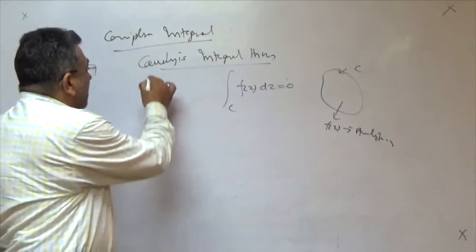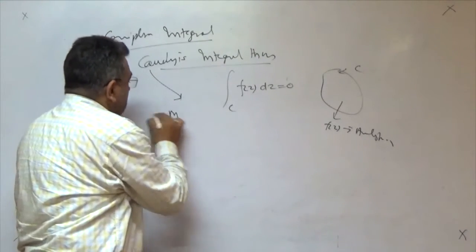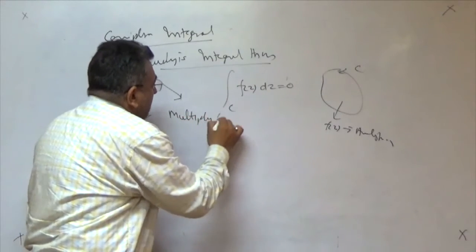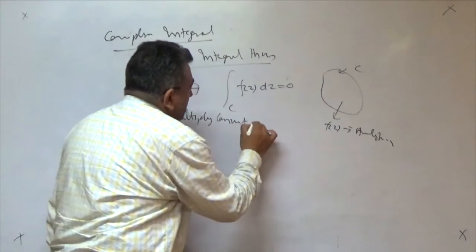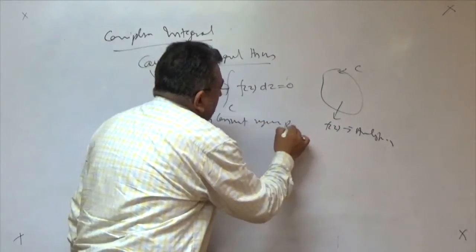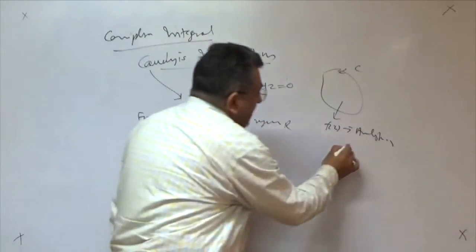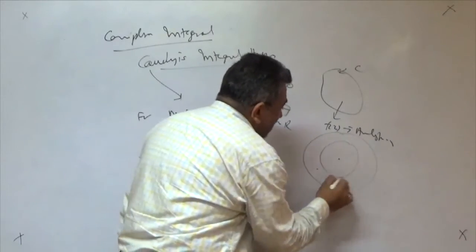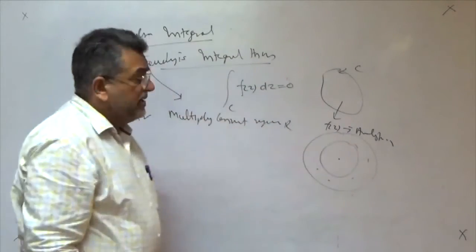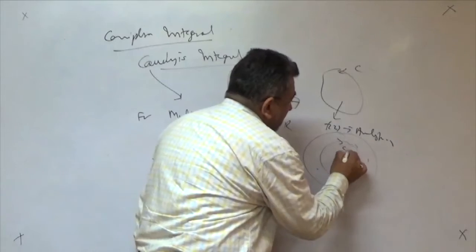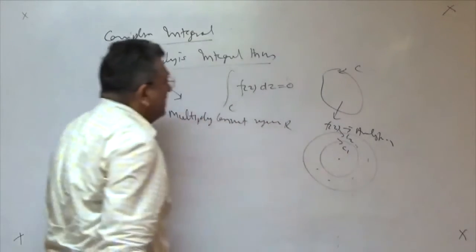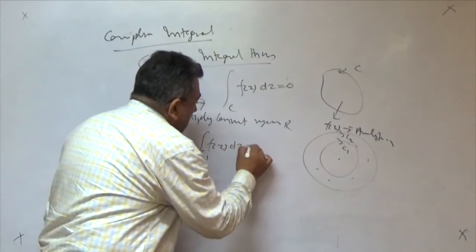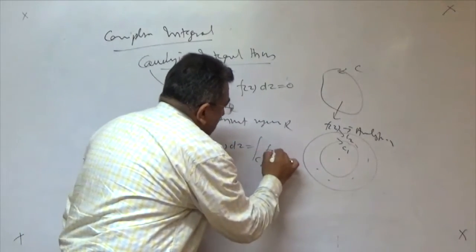And for a multiply connected region, if we have a multiply connected region like that, with two concentric circles, and we take this region, where this is circle C1 and this is circle C2, then this theorem will be reduced into this form. I have already told you this on the last lecture.